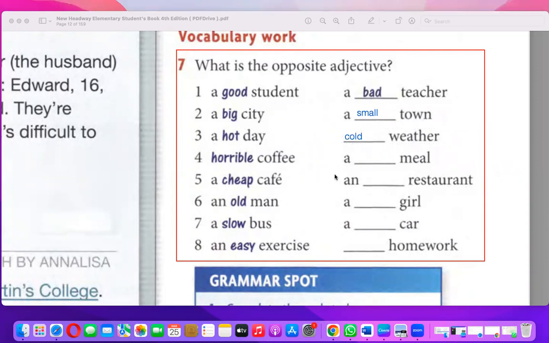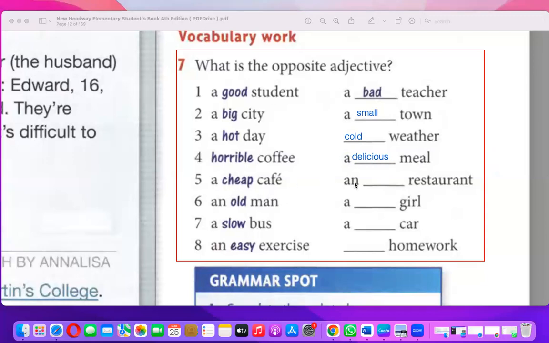Number 4. A horrible coffee. The opposite of horrible. Is it nice? You can say nice. You can say something like very delicious. In English, what do we say? You can say a nice meal, a good meal, or delicious. Yes, delicious meal. You can also say a good meal, a nice meal also is correct.